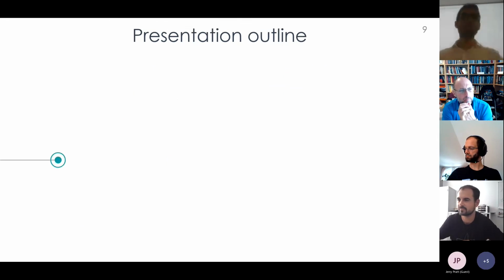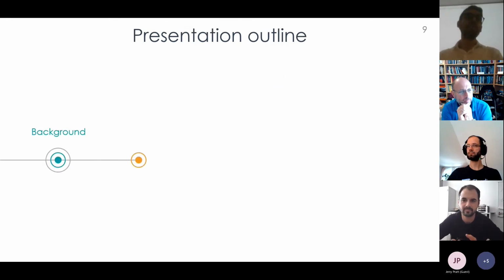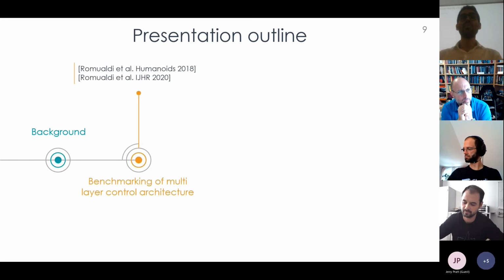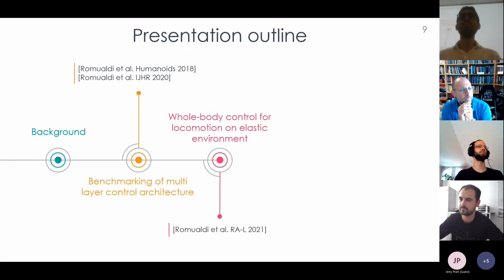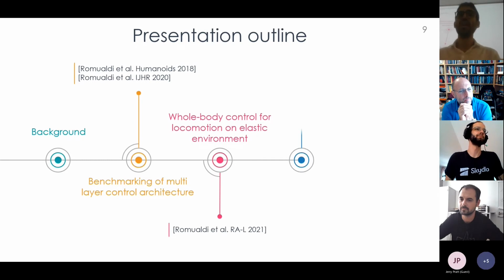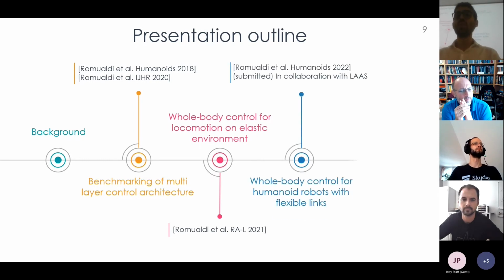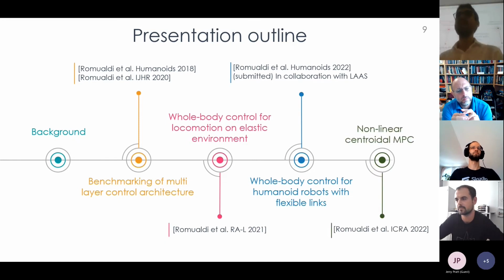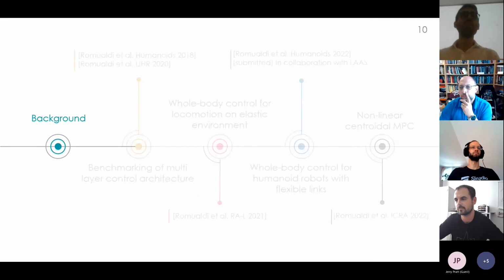So this is the presentation outline. I will start with a short background. Then I will present you the benchmarking. Later on, I will show you how we have to change the whole body controller in order to handle elastic contact. I will also present you a whole body controller in case of a robot affected by flexible links. And finally, I will present the nonlinear centroidal MPC. Let's start from the background.